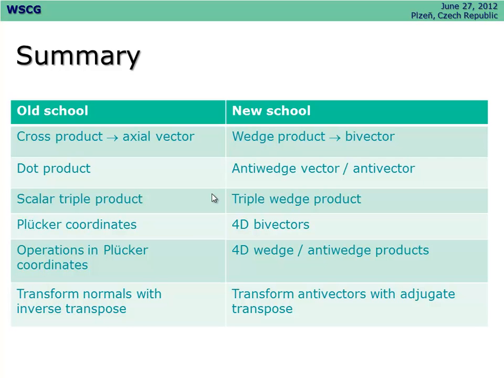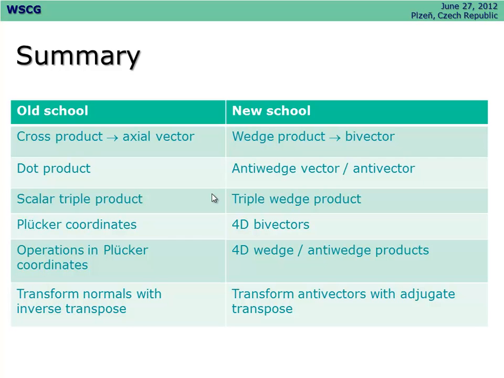All right, so the dot product we saw was really just the product between an anti-vector and a vector. The scalar triple product is really just the wedge product between three different vectors. Plücker coordinates are really one little piece of a bigger system. We saw that that's really just a bunch of operations on four-dimensional bivectors.